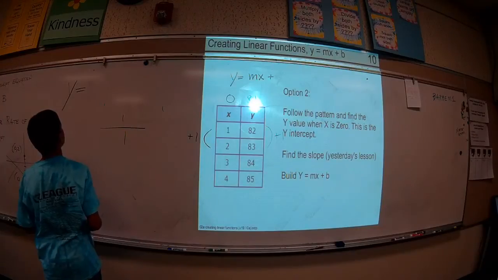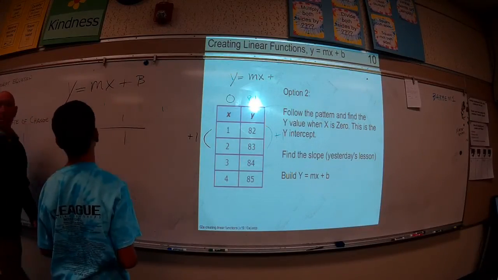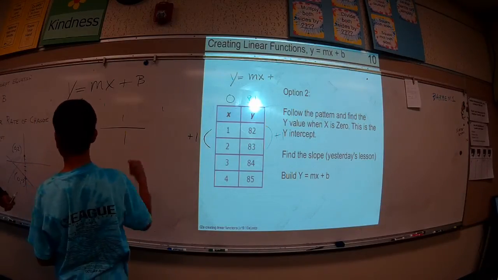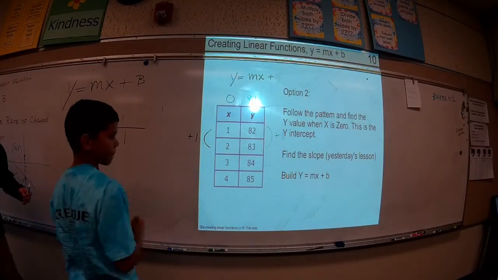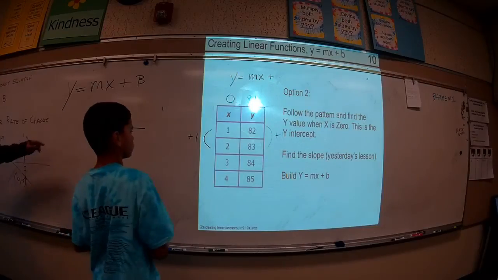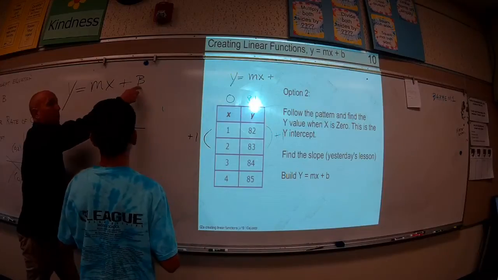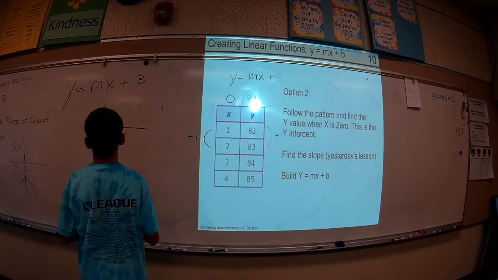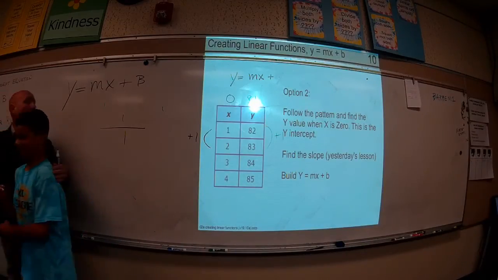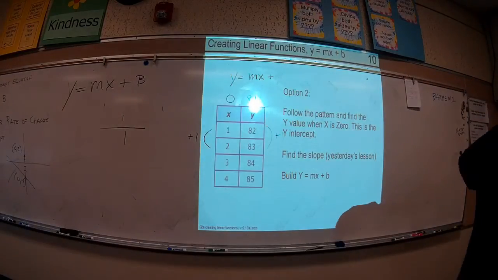Okay, sing with me. Grab a mug. Okay, ready? Grab it. Sing it. Y equals mx plus b. Y equals mx plus b. Y equals mx plus b. Y equals mx plus b. Ready? Y equals 1x plus 81. Grab it. Y equals 1x plus 81. Y equals 1x plus 81. Y equals 1x plus 81. Boom. We just built the equation.